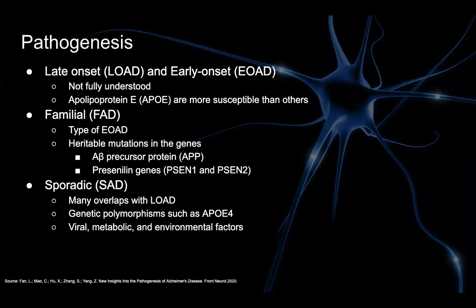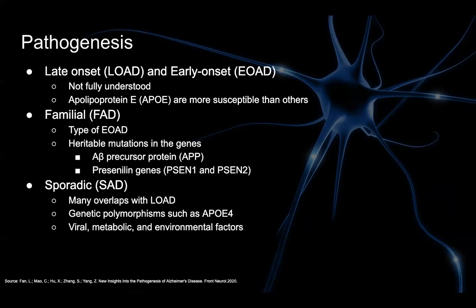The cause of late onset Alzheimer's disease and early onset Alzheimer's disease are not fully understood, but there's strong evidence that people with one isoform of the cholesterol packaging apolipoprotein E, abbreviated as ApoE, are more susceptible than others. You could have ApoE 2, 3, or 4. People with the ApoE4 allele represent 80% of late onset Alzheimer's, and 40 to 50% of early onset Alzheimer's.